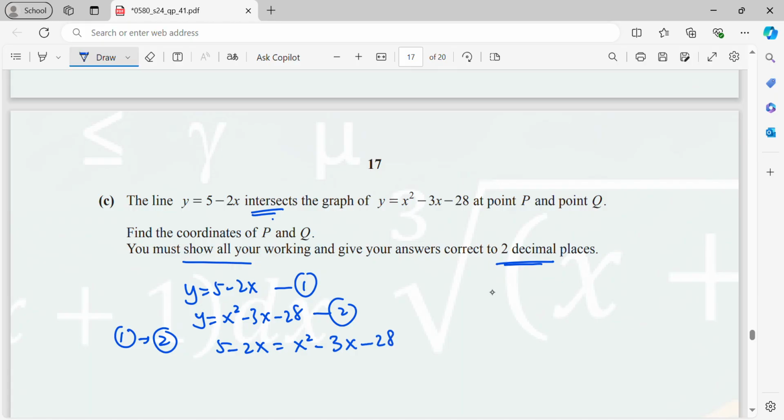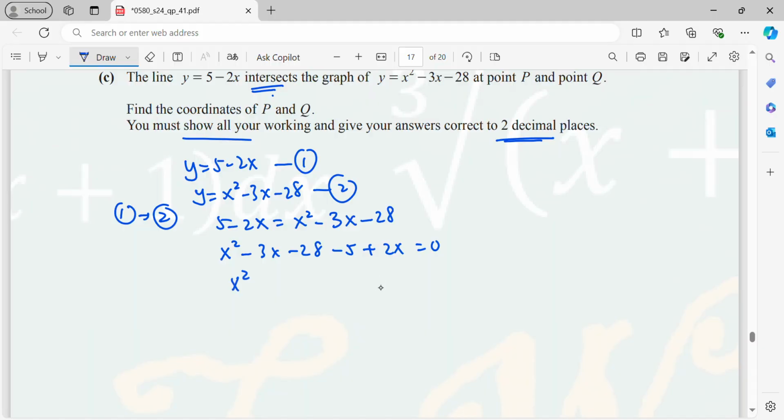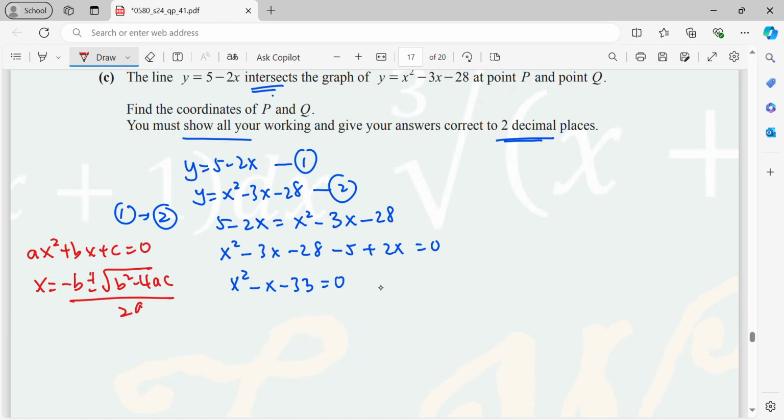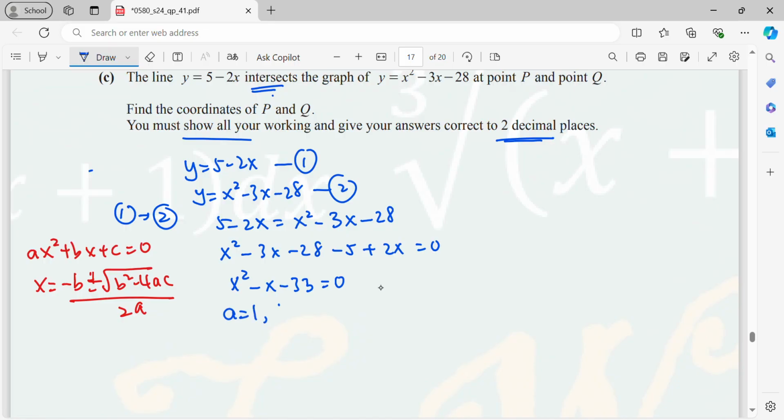So move all the terms to the right side. I get x squared minus 3x minus 28 minus 5 plus 2x equals 0. Then this is a quadratic equation, which is x squared minus x minus 33 equals 0. And now use the quadratic formula. For ax squared plus bx plus c equals 0, your x is going to be minus b plus or minus square root of b squared minus 4ac, over 2a. Then here you will be getting a is 1, b is minus 1, c is minus 33.